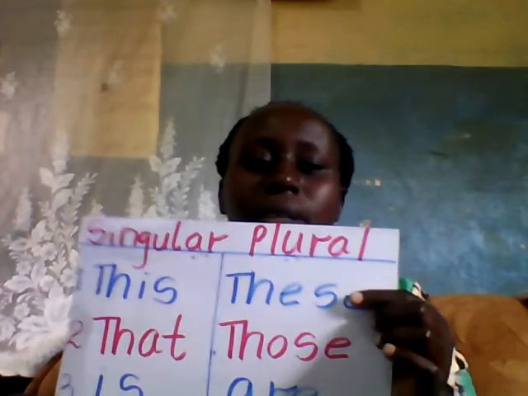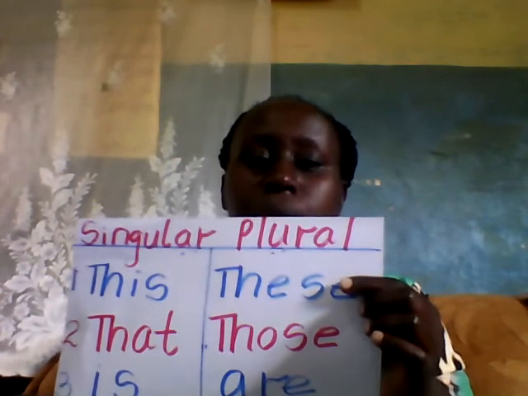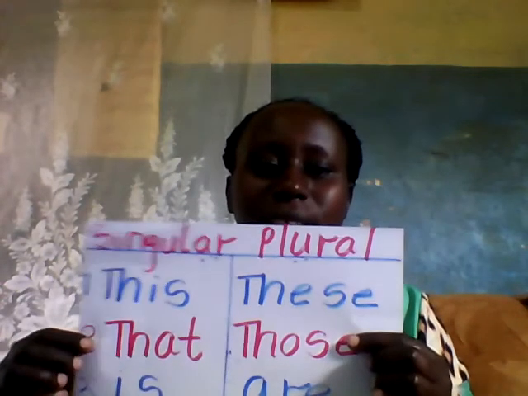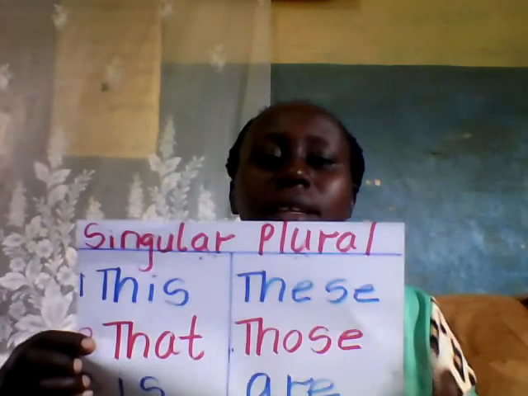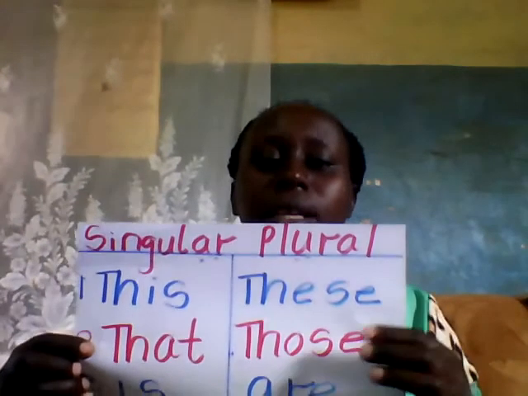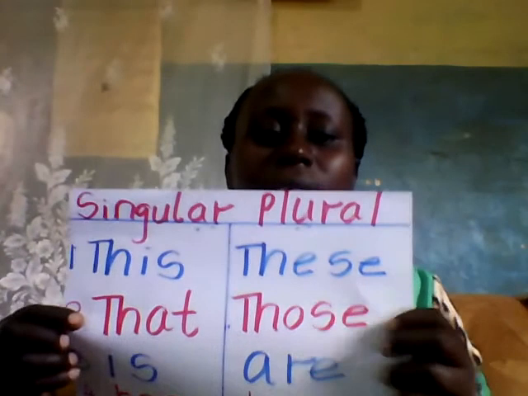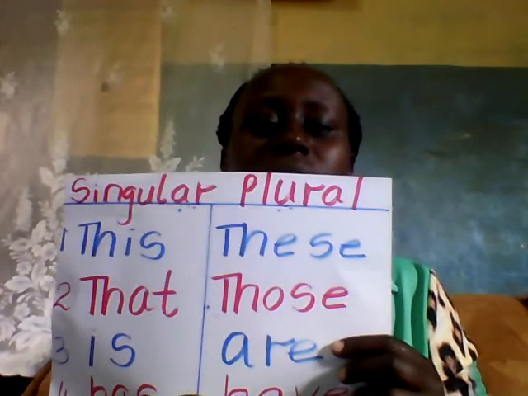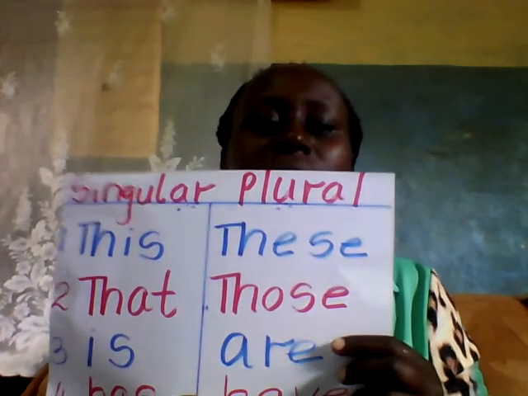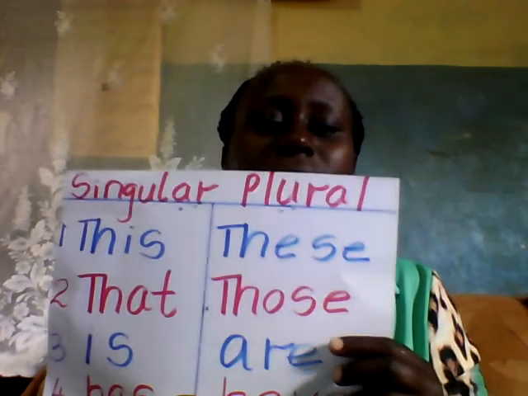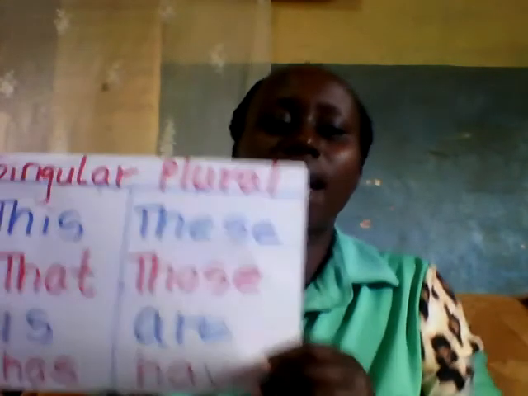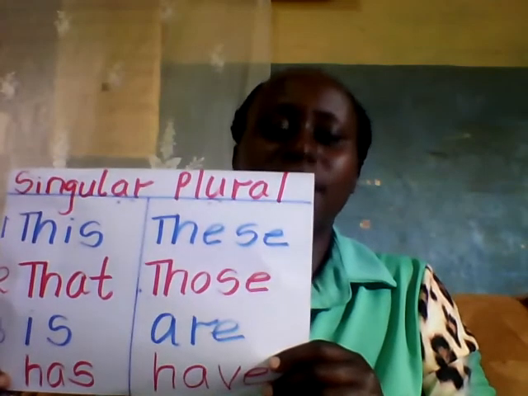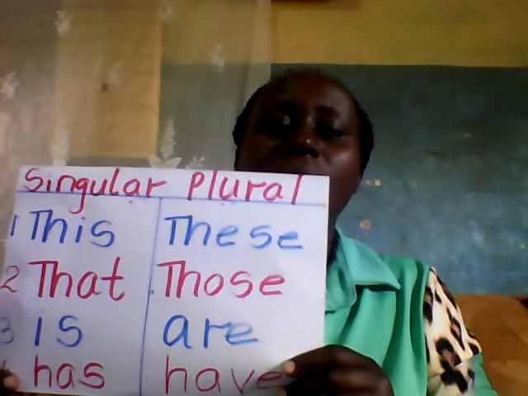Another word in a sentence, if you come across the word that, in plural it will be those. As you can see here, the other word will change from is to are. Is to are. The other word I have is has and have. In singular we say has, and in plural we say have.